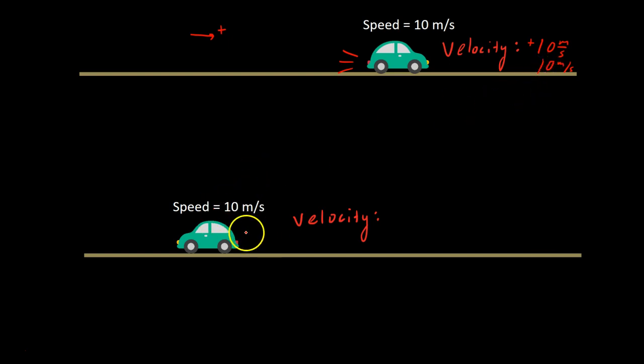Well, let's look over here. Now the car is simply moving to the left. So the same speed, still 10 meters per second, it's moving to the left. What do you think we'd write down for the velocity? We're going to say negative 10 meters per second.